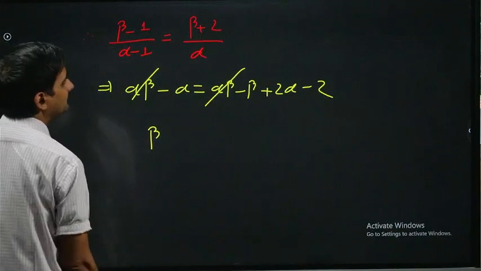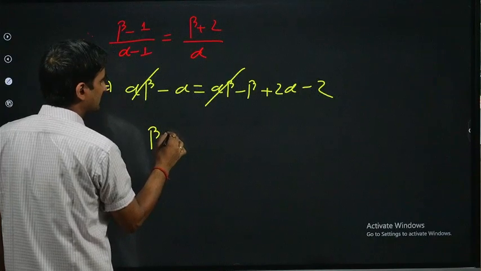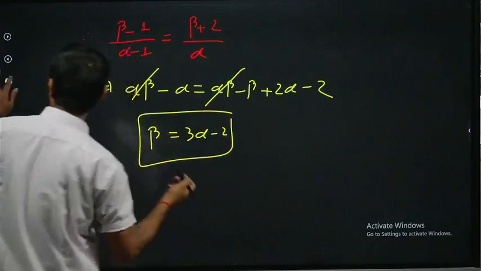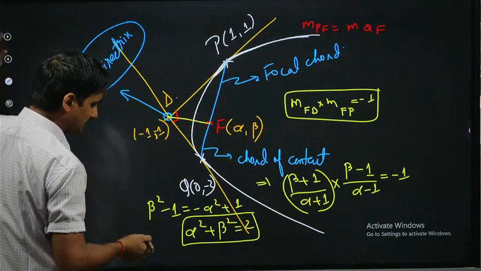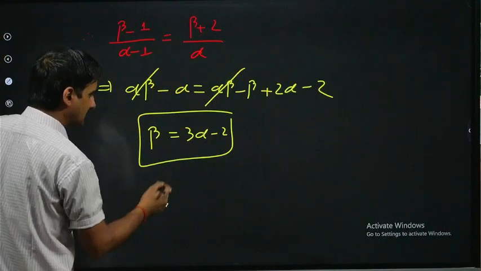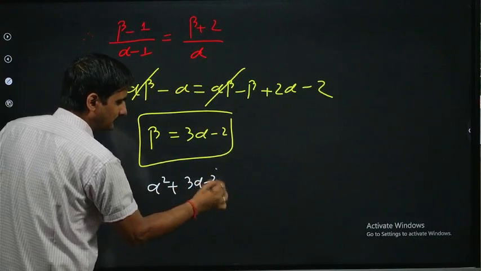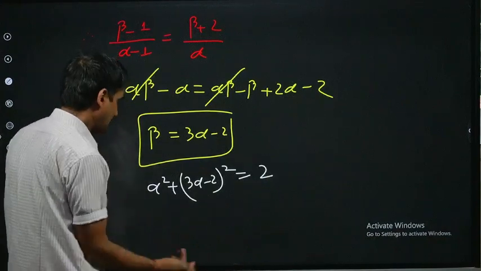So right, it's 3 alpha. So beta is equal to 3 alpha minus 2, if I'm not wrong. Now let's put this value in alpha square plus beta square is equal to 2, isn't that? So alpha square plus (3 alpha minus 2) whole square is equal to 2, and that's it. So from here we can get alpha.